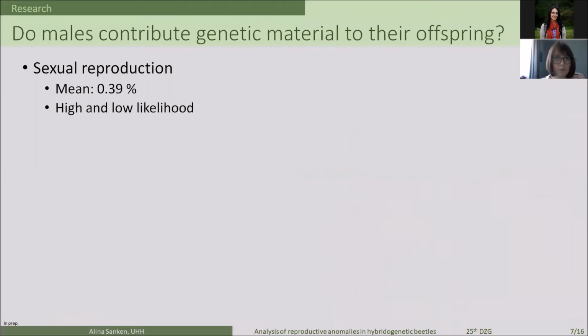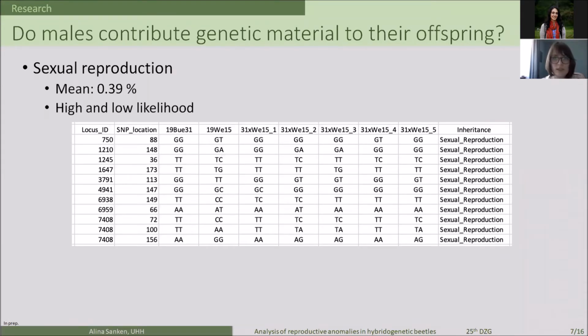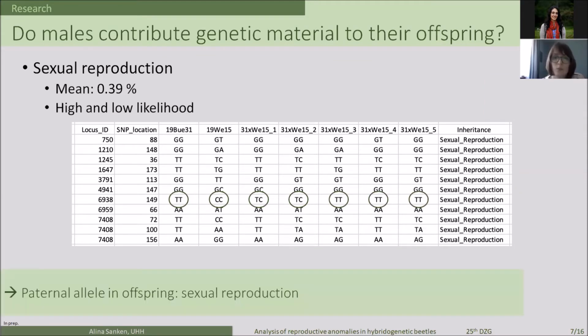And this is what the SNPs looked like. Again, just as in the example slide, we have a double T for the mother and a double T for the father. Two offspring showed a TC combination, and three offspring showed a double T, just as the mother did. But as some paternal alleles ended up in the offspring, the program calculated this SNP as being inherited through sexual reproduction.